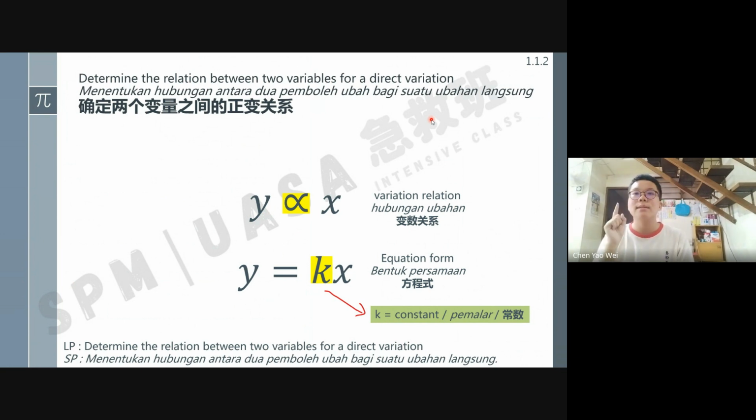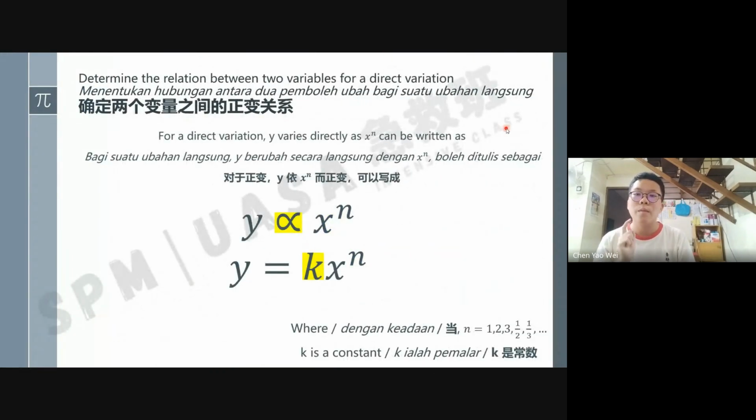Other than that, this relation can be written like this, where n is 1, 2, 3, or a fraction, or anything. It can be a square root, a cube root, a square, or a cube. So now you already know about this.